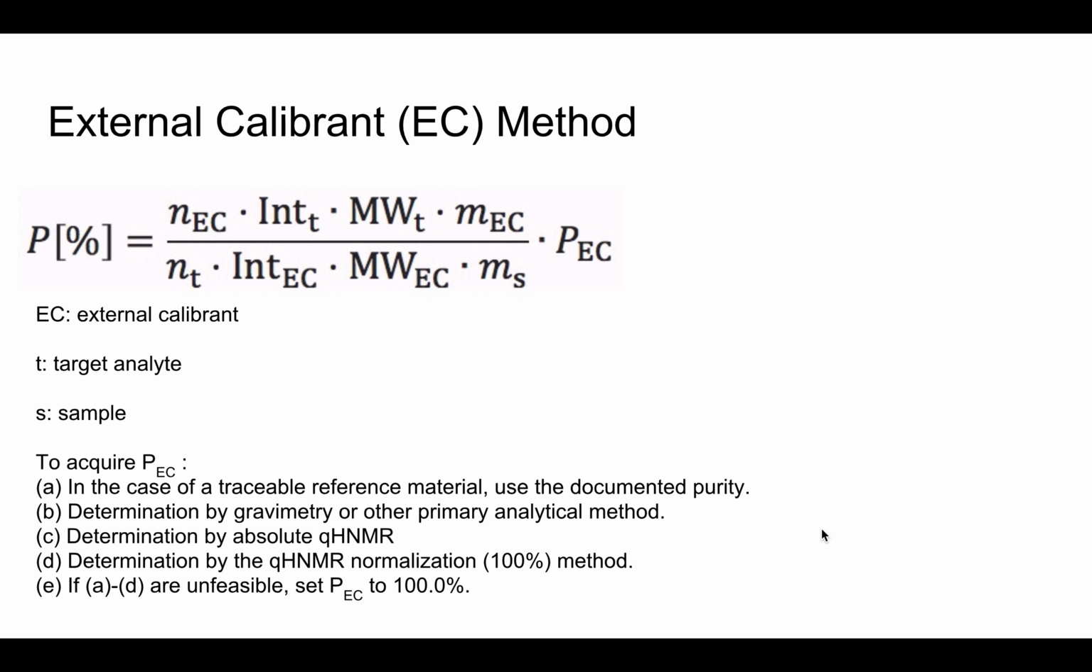If we want to acquire the purity of the external calibrant, there are 5 ways of doing so. One way is if you have a traceable reference material. So if you have a bottle, pretty much use the documented purity that's labeled on your bottle for your solvent. The second method is determination by gravimetry or another primary analytical method. Third way is determination by absolute quantitative proton NMR. Fourth way is to use the 100% method. And finally, if those four previous methods are unfeasible, then we can set it to 100%.